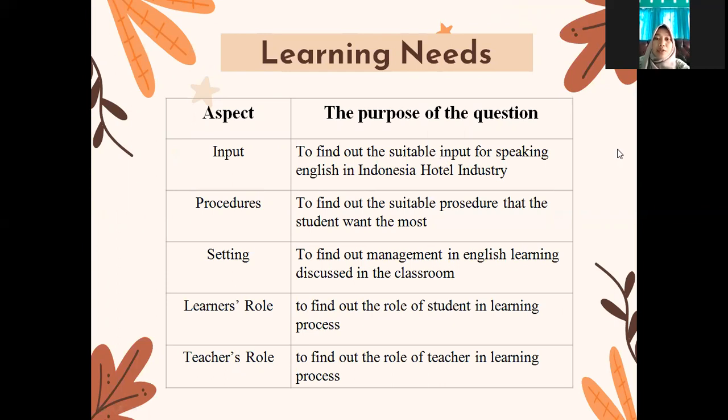Here are the aspects and the purpose of the question. The first is input. The purpose of the question is to find out the suitable input for speaking English in the Indonesian hotel industry. And the next is procedures. The purpose is to find out the suitable procedure the students want the most. Next is setting. The purpose is to find out management in English learning, discussed in the classroom. Next is learner's role, to find out the role of students in the learning process. And the last is teacher's role. The purpose is to find out the role of the teacher in the learning process.